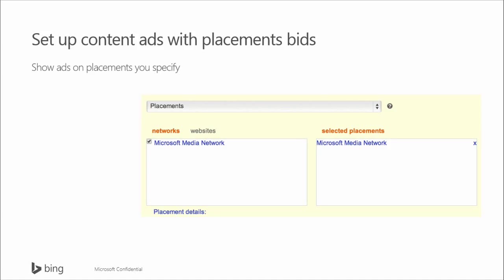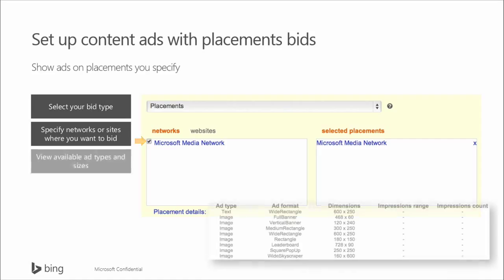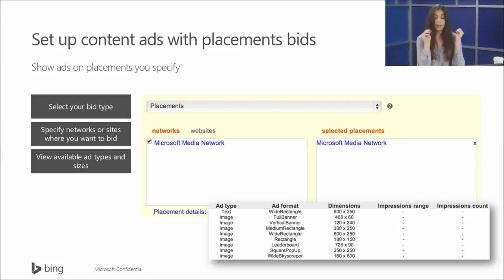So then the other way that you can choose to set up your ad groups, so instead of selecting keywords, you would want to make sure that you select placements. And then in this example, we are choosing to target the content sites on the Microsoft Media Network. So you would just select that box. And what is really cool about this is when you're doing placement targeting, you will get this additional box that opens up and will tell you what types of ads and what ad sizes are available on those content pages.